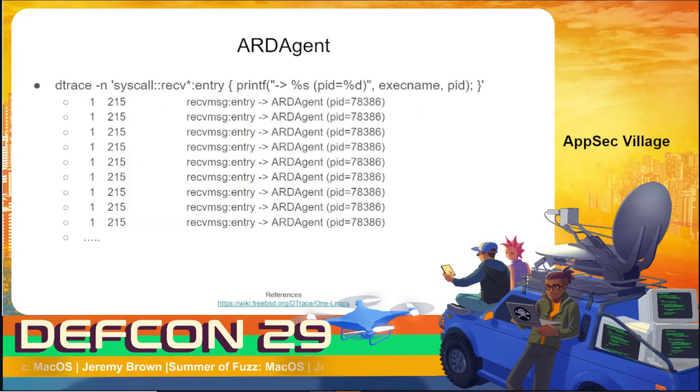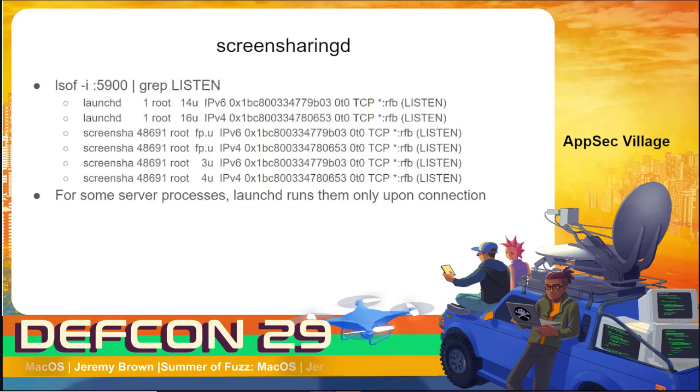And then we can see that ARDAgent is receiving our packets, and it should be parsing our packets as well, using the dtrace command to see what's going on while we're fuzzing. Similar with screensharingd, we're going to look and see what's listening. Some of these processes, LaunchD only runs like screensharingd when you get a connection, which can be interesting because sometimes you need to sleep. If you want to attach to a process, for example, you need to connect and then sleep and then attach to the process because then you'll get the PID to attach to, stuff like that.